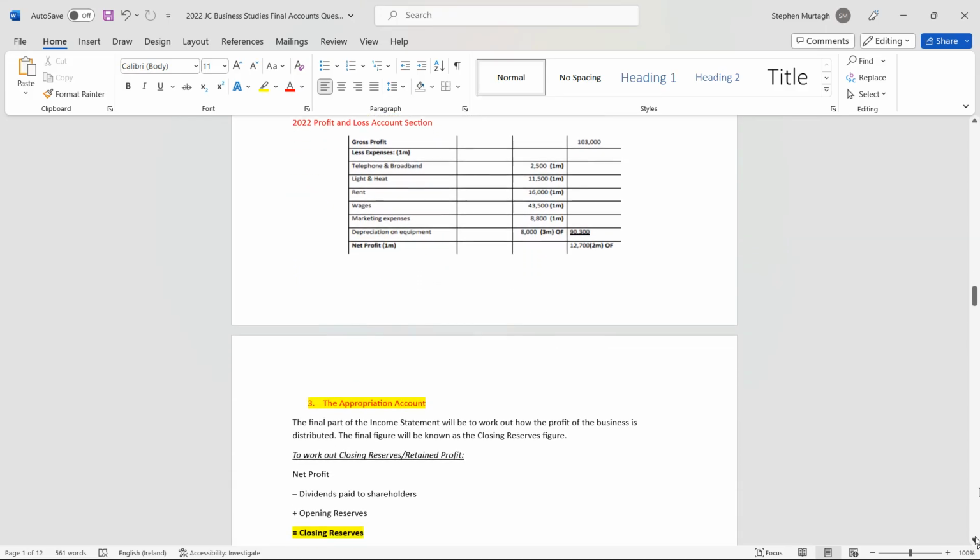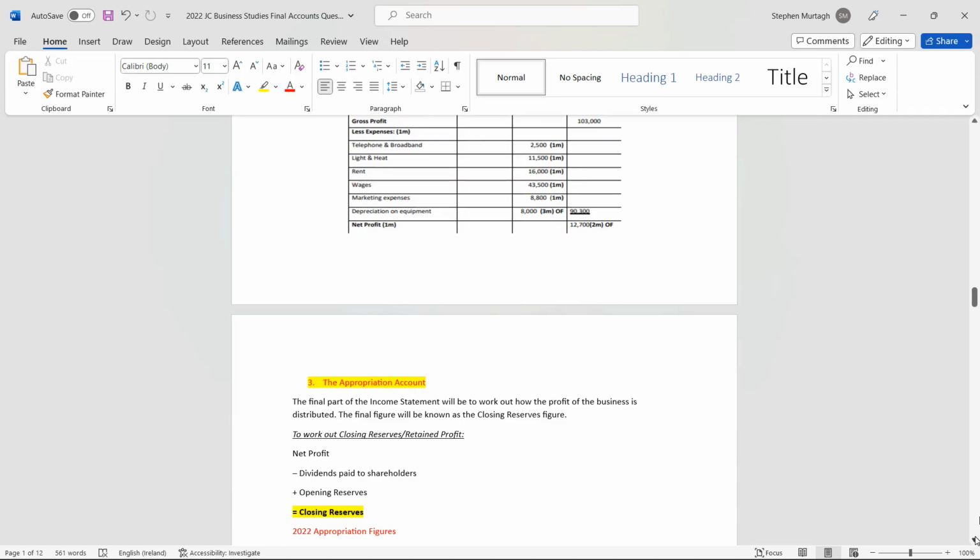Now, the next section is an appropriation account. This is the final part of the income statement. And what you'll do is you'll work out how the profit of the business is to be distributed. So you'll be looking at things like dividends here, for example, as part of this question. So remember, a dividend, if a shareholder has invested in your business and you've made a profit, you have to pay them a return called a dividend. So dividend is just that payment that shareholders will get. So when we've done that, the final figure will be called closing reserves, or sometimes it can be called retained earnings or retained profits, or even final closing P&L balance.